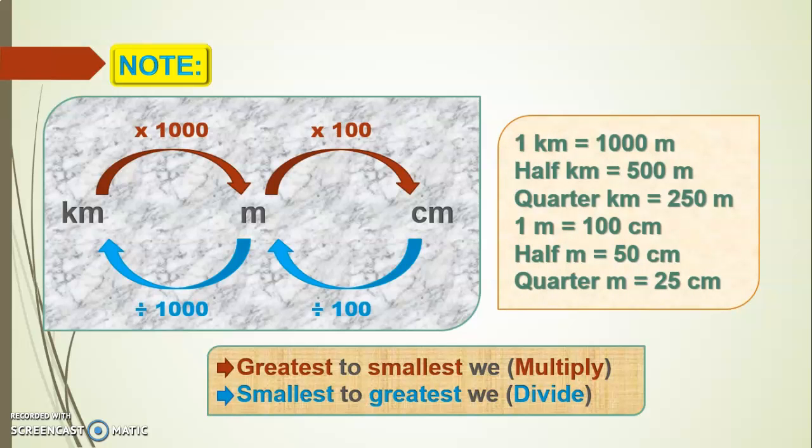We have to know that 1 kilometer equals 1000 meters. Half kilometer equals 500 meters. Quarter kilometer equals 250 meters. 1 meter equals 100 centimeters. Half meter equals 50 centimeters. Quarter meter equals 25 centimeters.